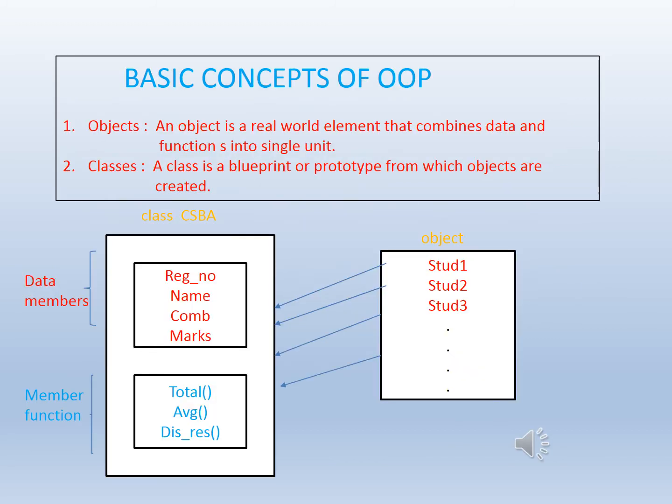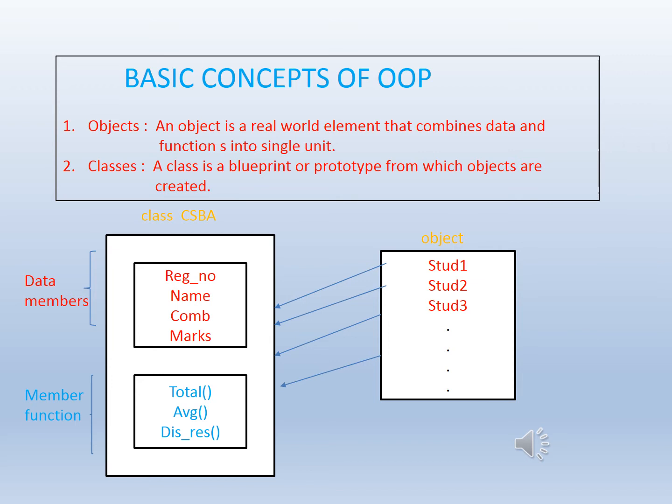Next, we will start with basic concepts of object-oriented programming. We will study each concept as a separate chapter in the coming chapters. First one is the object. In short form, an object is an instance of a class. An object is a real-world element that combines data and functions into a single unit.